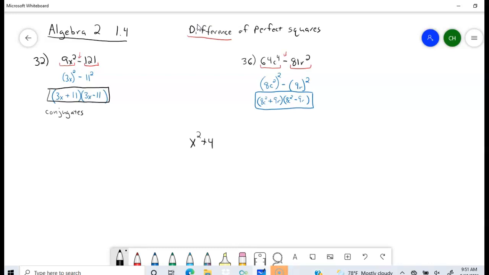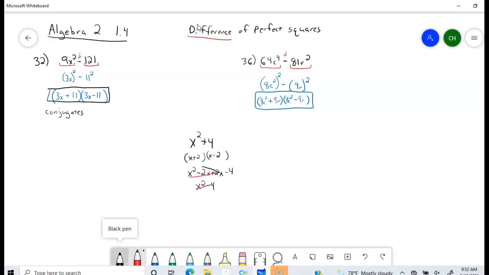That's two terms. Each one of them is a perfect square. Can we factor it the same way? Can we say that that is x plus 2, x minus 2? Well, if we FOIL it, x times x is x squared. X times negative 2 is minus 2x. 2 times x is plus 2x. 2 times negative 2 is minus 4. When I combine those like terms, they cancel out. I get x squared minus 4. So that's not what we started with. So that can't be the correct way to do it.